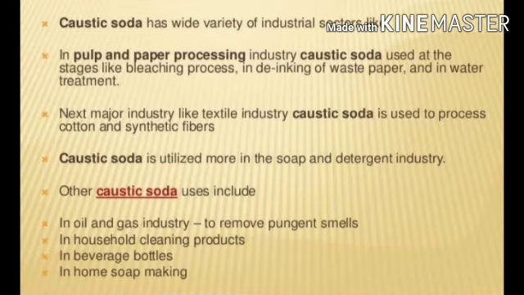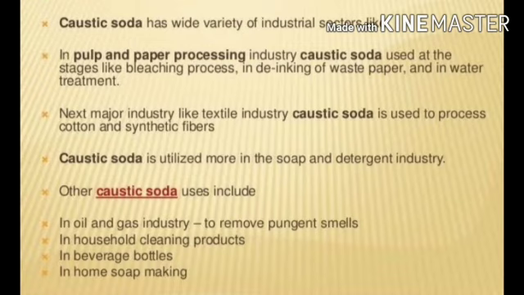Let us now see the uses of sodium hydroxide, commonly known as caustic soda. It is used in a wide variety of industrial sectors: in pulp and paper processing industries, for bleaching purposes, in de-inking of waste paper, and in water treatment.